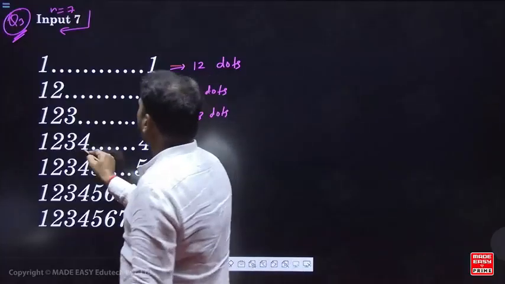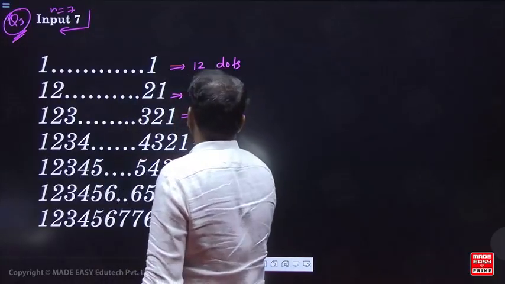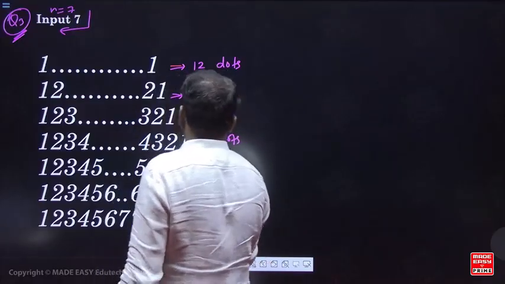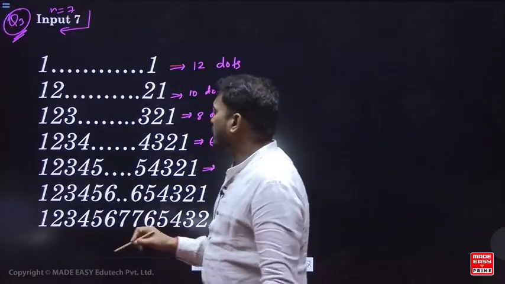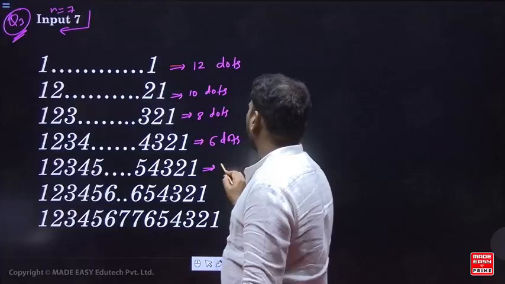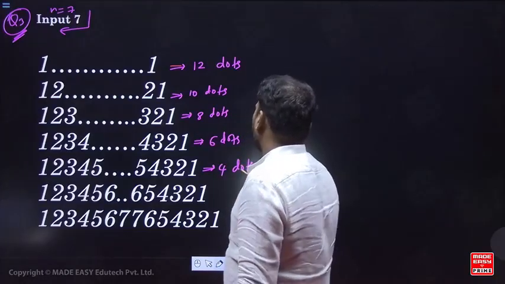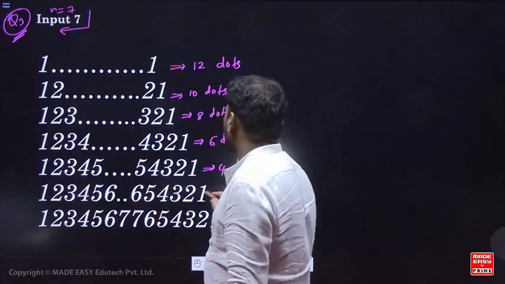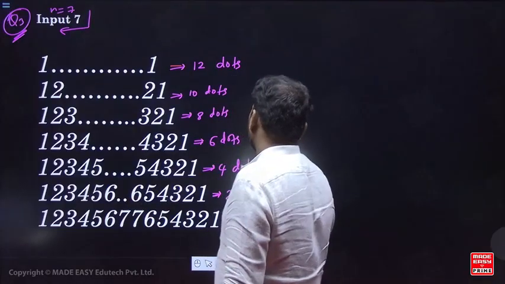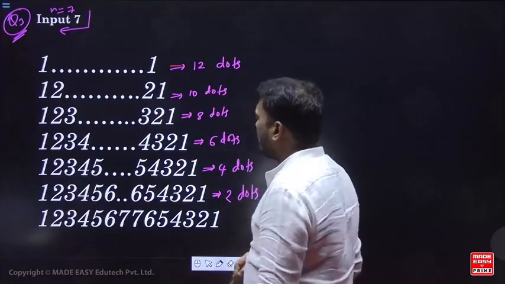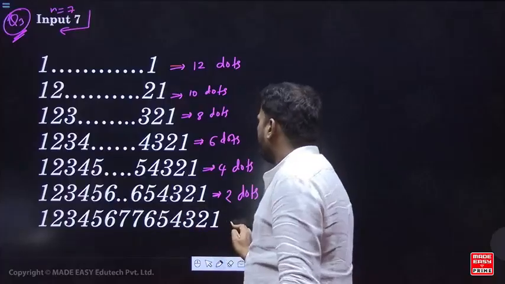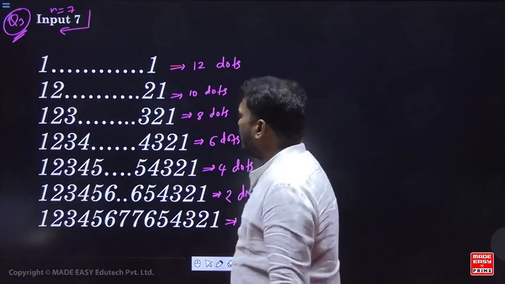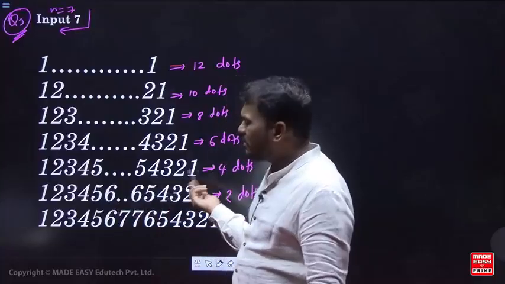And the next 1 2 3 4, and then 6 dots, and 4 3 2 1. Next you have 1 2 3 4 5, and again 4 dots here. Next 1 2 3 4 5 6, and 2 dots here, then 6 5 4 3 2 1. And the last one has 0 dots, there are no dots at all. You can take 2 dots or stars, anything is fine.